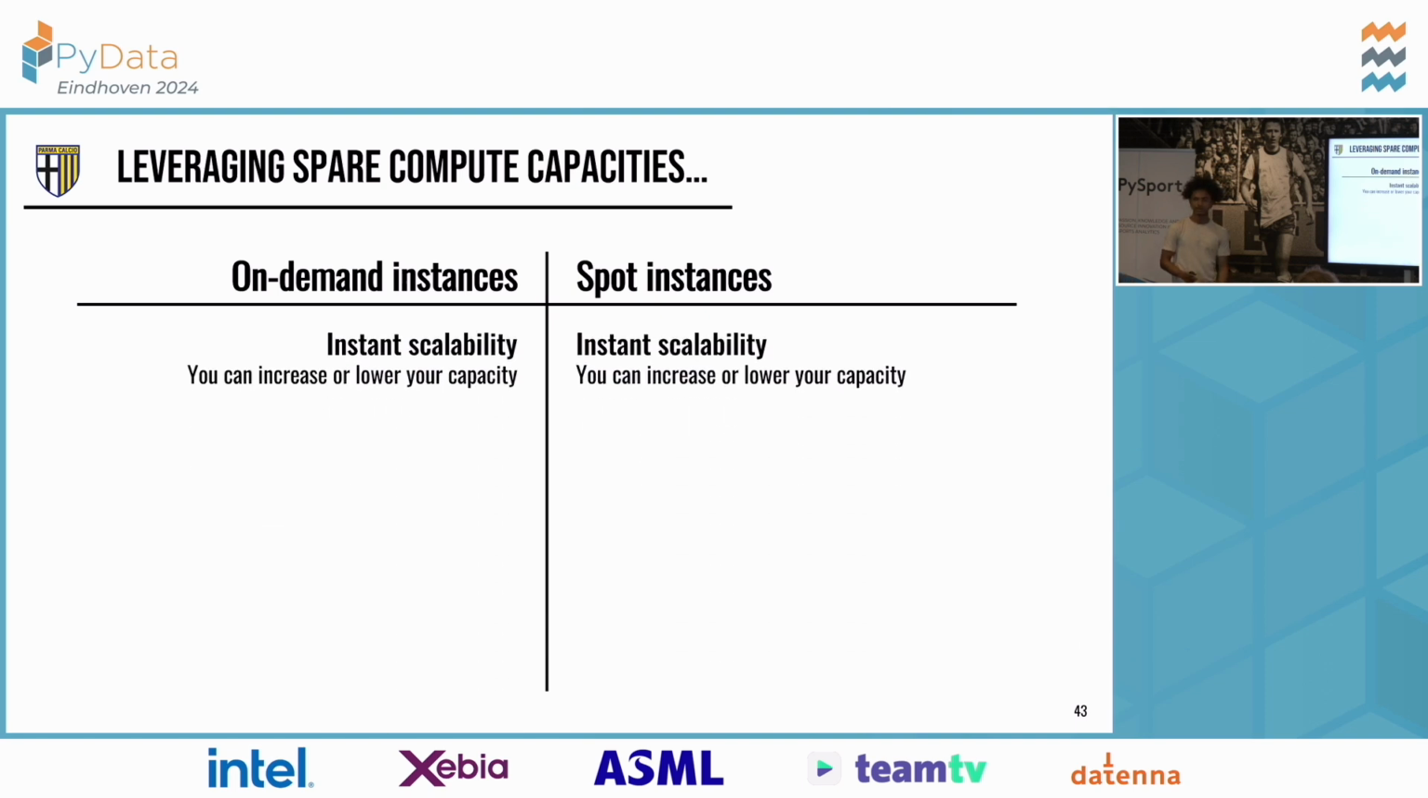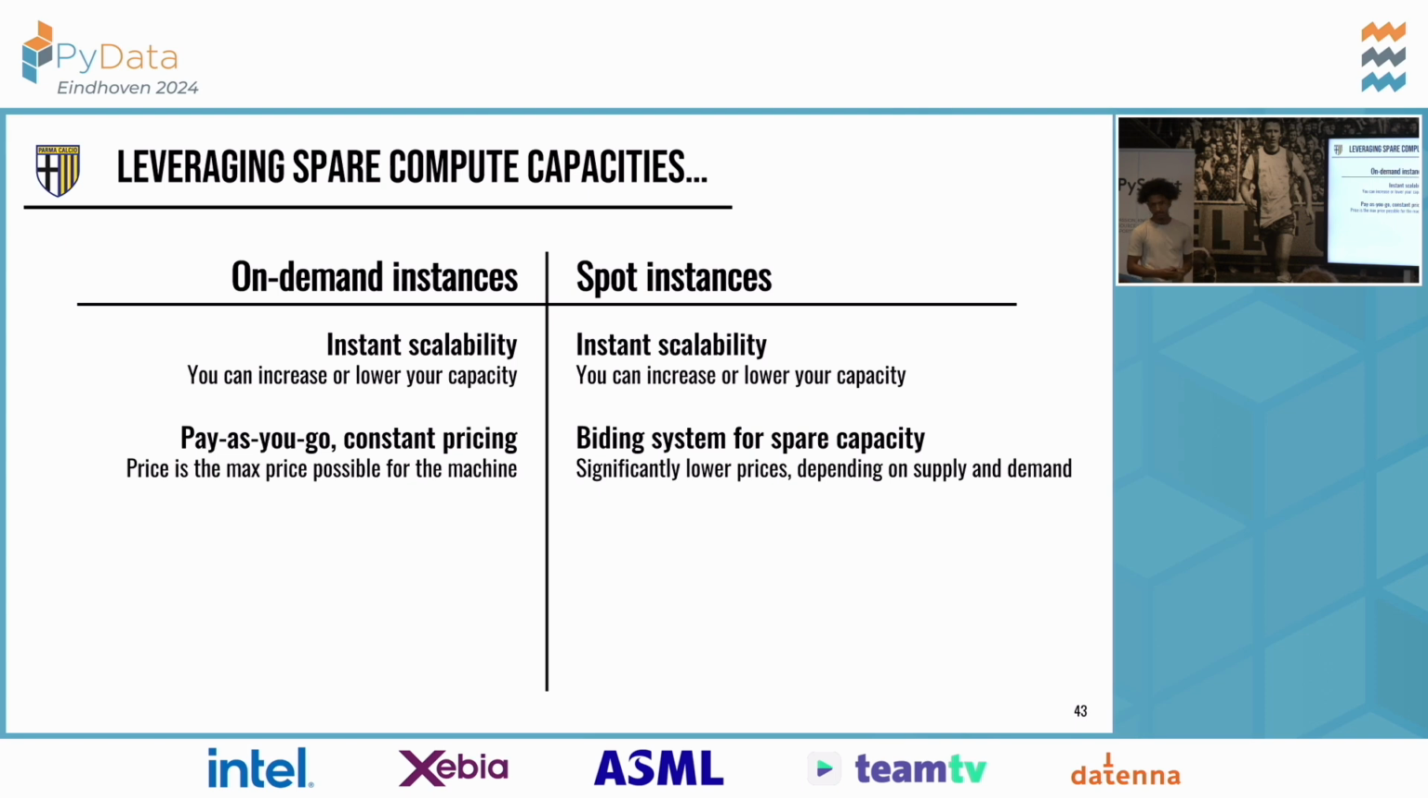In both cases, you can scale your capacity instantly, meaning that you can increase it or lower it whenever you want. But the main difference lies in the price, because for on-demand, you have a fixed price per second, and you pay for how long the machine was on. It's different for spot instances, because spot instances are your cloud provider's unused capacity, and you have a market price that fluctuates over time depending on supply and demand.